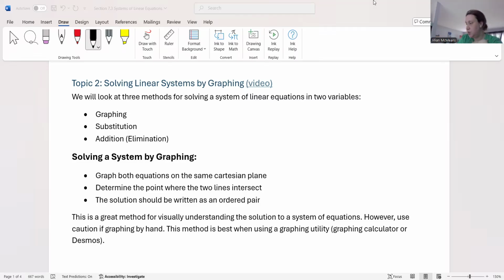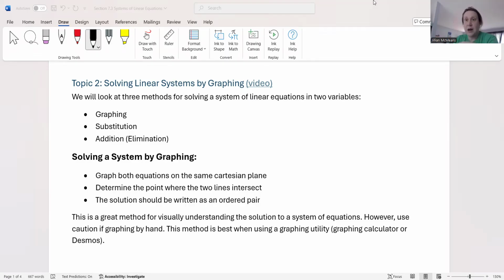When it comes to systems of equations, so two equations, two variables, there are three ways that we can solve these. We can solve them by graphing. We already know that the solution is going to be the point of intersection, or we can solve them using two algebraic methods called the substitution method or the addition slash elimination method. Okay, so we're first going to look at graphing.